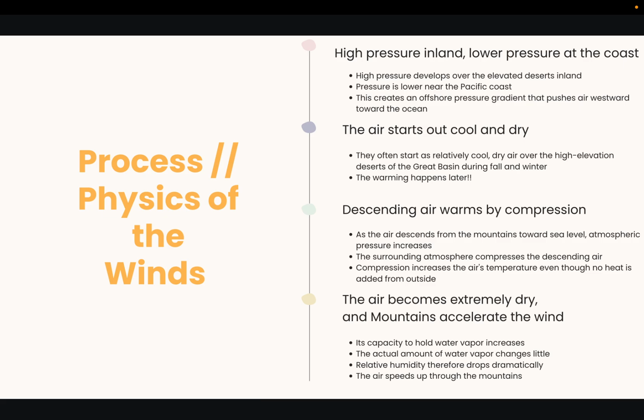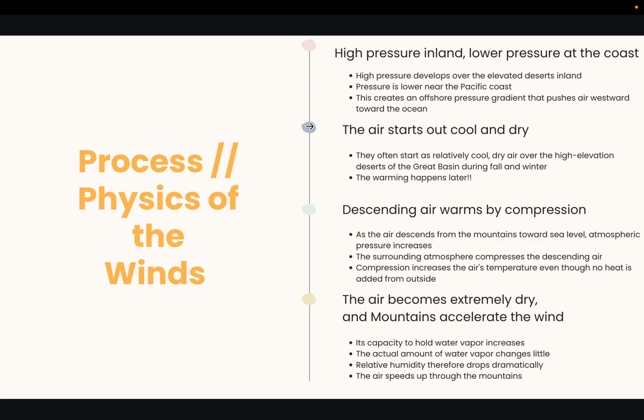Okay, so this will probably be the most important part of today's video. We are going to talk about the process and the physics of the winds. So first, I'll just walk us down the line. First up, there is high pressure inland and low pressure at the coast. This high pressure develops over the elevated deserts inland. And near the Pacific coast, there is lower pressure. This overall pressure contrast creates an offshore pressure gradient that pushes the air westward towards the ocean, so towards the coast. The air starts out very cool and dry.